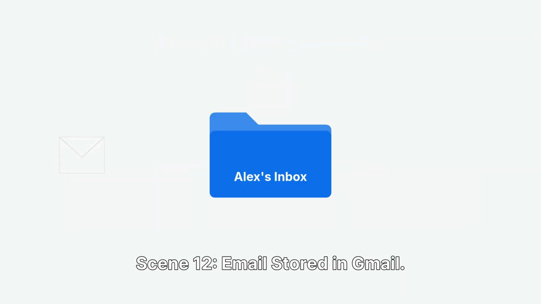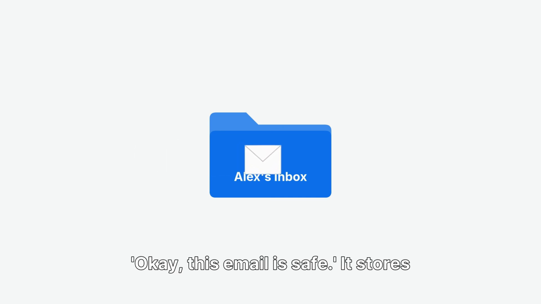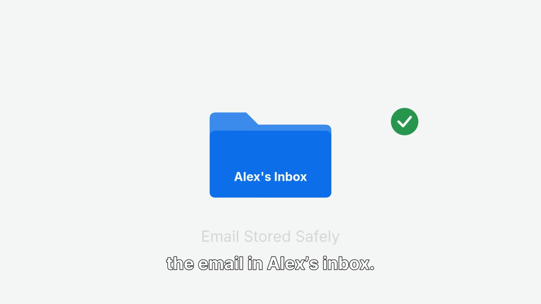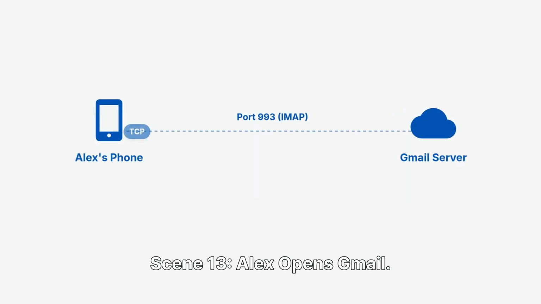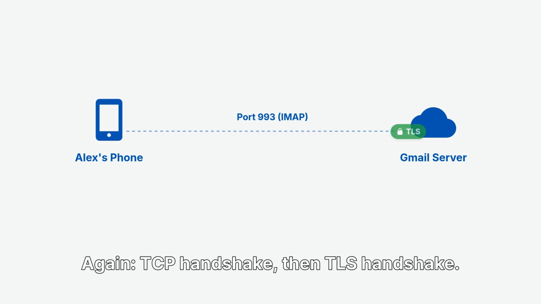Scene 12. Email stored in Gmail. After passing all checks, Gmail finally says, okay, this email is safe. It stores the email in Alex's inbox. Scene 13. Alex opens Gmail. His device connects to Gmail using IMAP over port 993. Again, TCP handshake, then TLS handshake.